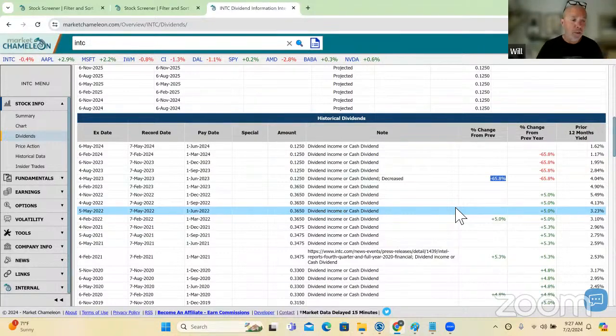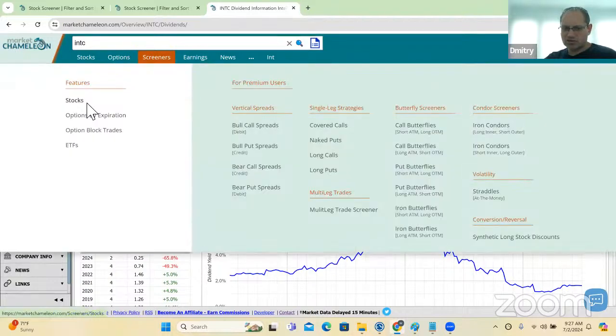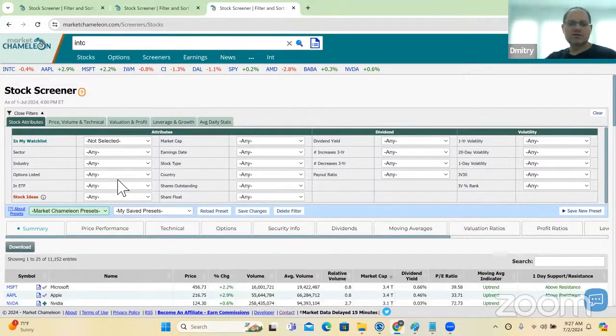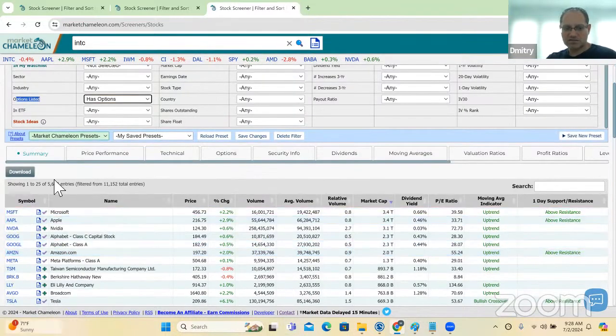That is super helpful, D. I didn't want to interrupt you, but Rob did have another question: is there a filter to find out which dividend stocks also trade options? Yeah, I think under the stock screener, let me see. I think I have options listed here. You could just say has options. If you click on this, it will filter out stocks. You'll see 5,600 out of 11,000 that have listed options.